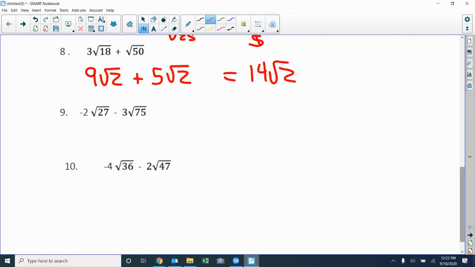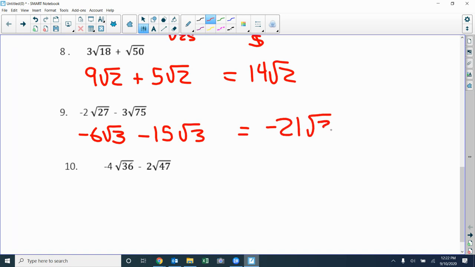27. 27 is a bunch of 3s. There's 3 of them. There'll be 1 left in the house. It doesn't have a date, but we're bringing a 3 out. 3 times -2 would give me -6 square roots of 3 minus 75. Square root of 75. 25 times 3. So 25 comes out as 5. We have 5 times that. It's going to give me minus 15 square roots of 3. We have -6 of something minus another 15 of them. -21 square roots of 3.